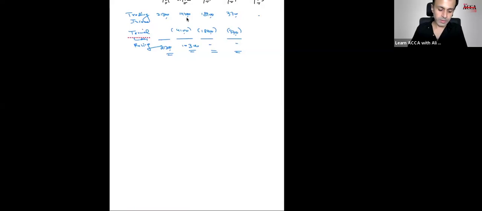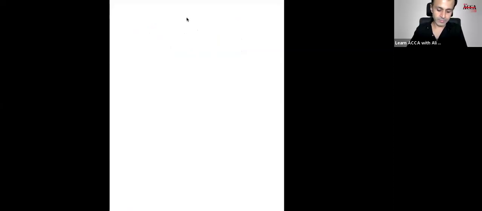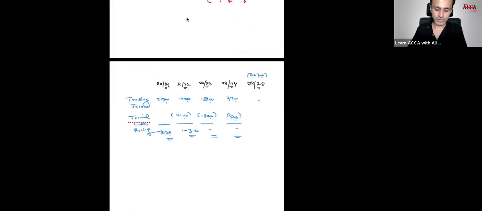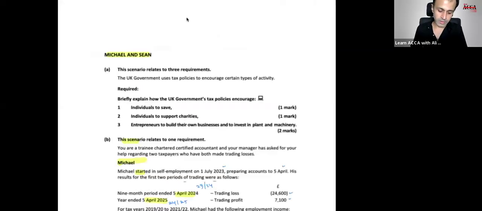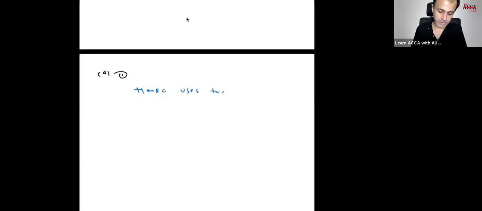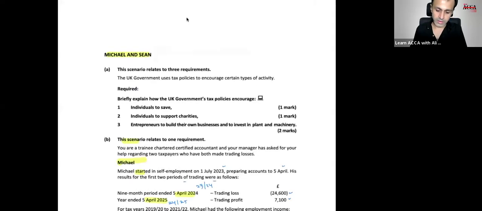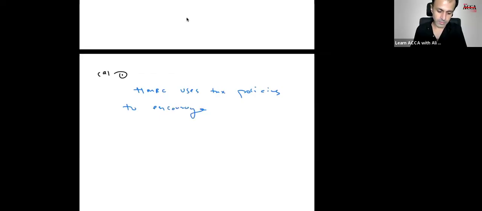And when I'm going to answer this part, you will be able to connect yourself to it, because it's from the knowledge of the text that you already are aware of. So if I'm working part A1 specifically, I can use the same statement. The UK government, or I would say HMRC, uses the tax policies to encourage individuals to save by investing.